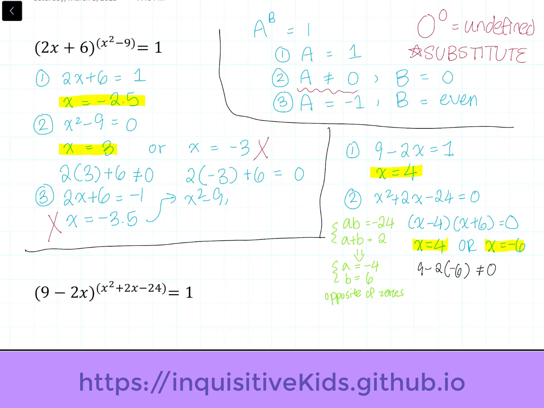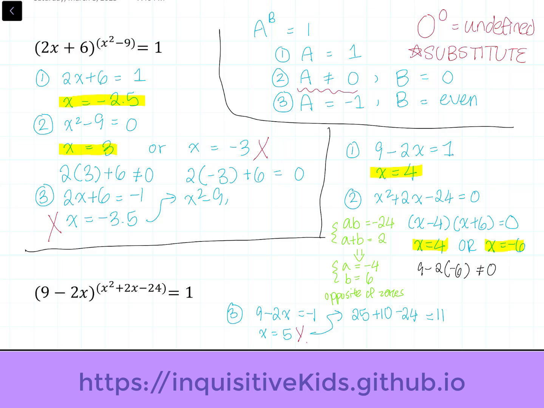Finally, let's look at the third case, which is that the base is equal to negative 1 and that the exponent is even. So 9 minus 2x, the base, has to be equal to negative 1. In this case, x is equal to 5. And now let's substitute 5 back into the exponent. Through substitution, we'll see that we have 25 plus 10 minus 24. This gives us an odd answer, which is equal to 11. So because this does not fit the second part of the third criteria, it means that x is equal to 5 is not a valid solution.